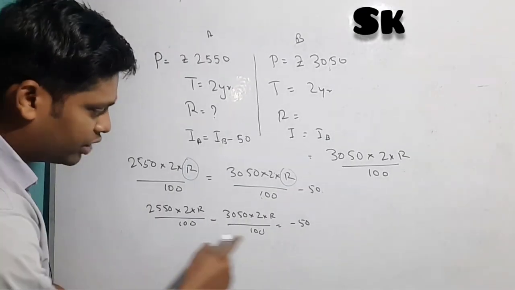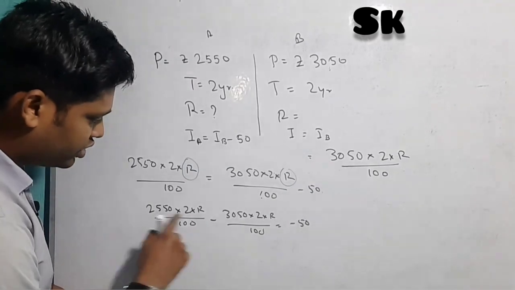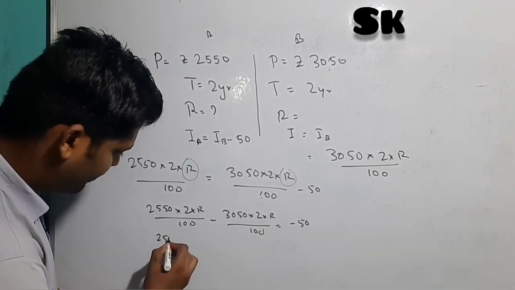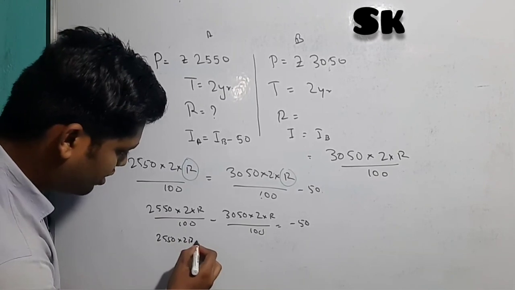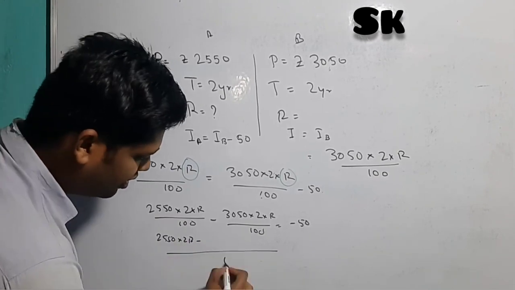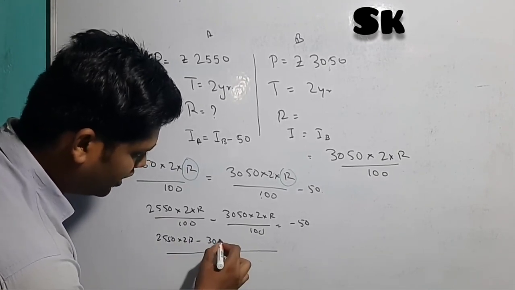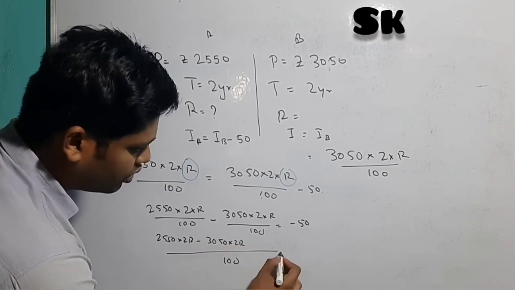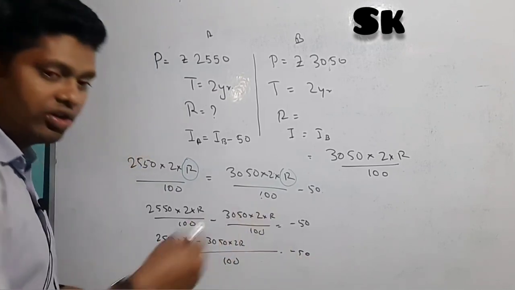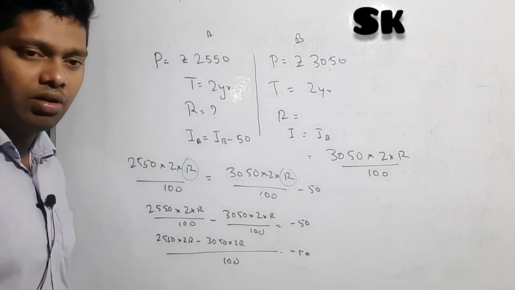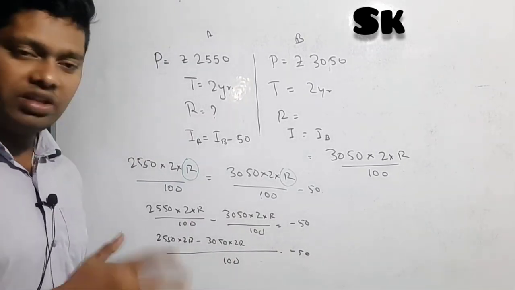You will solve this one by taking out the LCM. The LCM is the same, 100. So directly you will write 2550 into 2R minus 3050 into 2R, over the same LCM 100, is equal to minus 50. You cross multiply, and you get your answer, the R value. Is it done? All the sums are done. Everything is done.